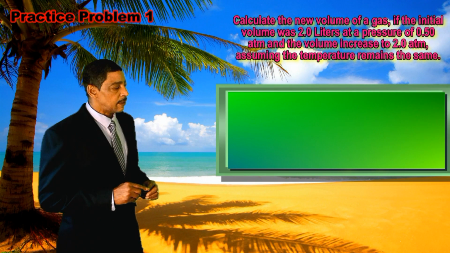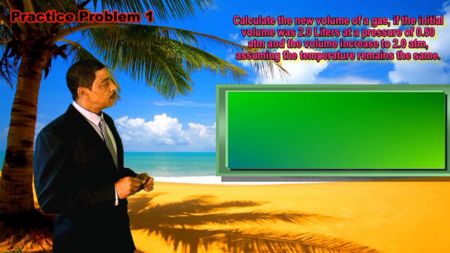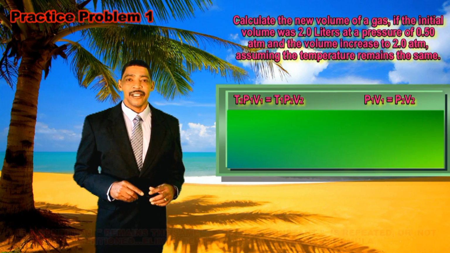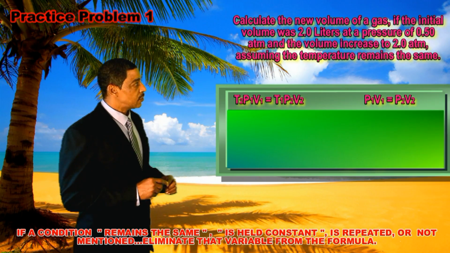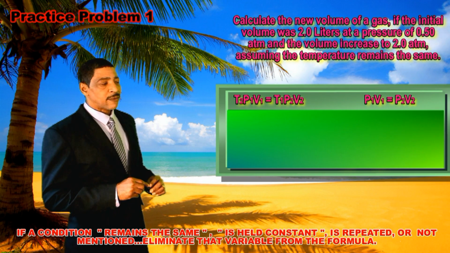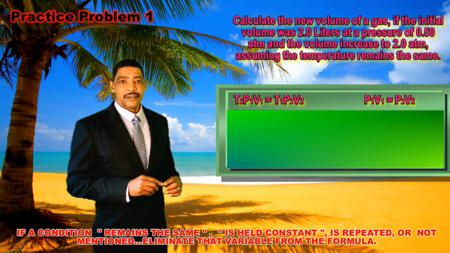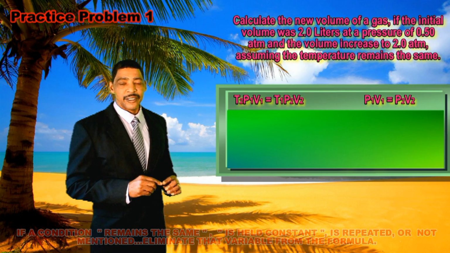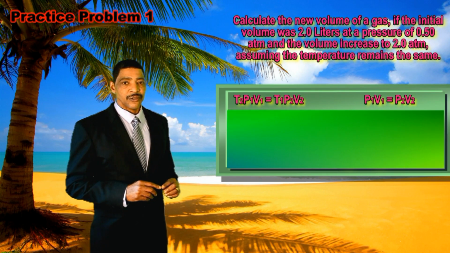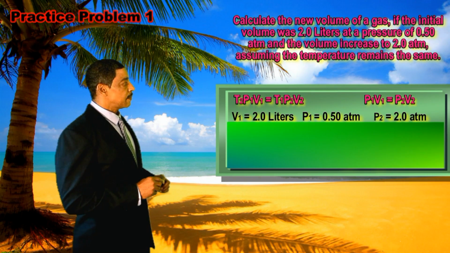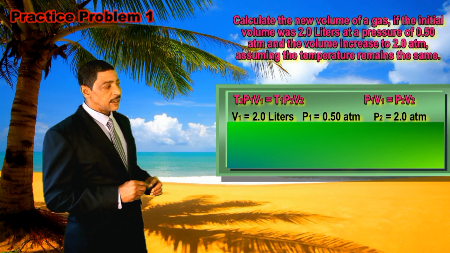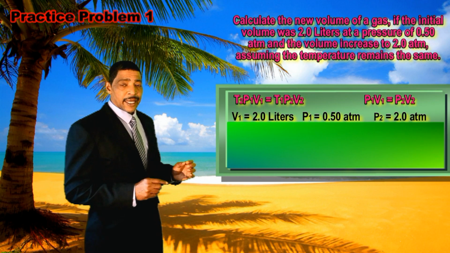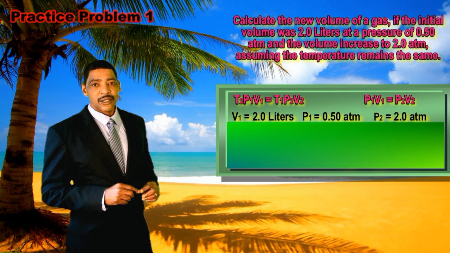From the modified version of the combined gas law, where T2 P1 V1 is equal to T1 P2 V2, we may eliminate the T's. Clearly in the information, the temperature remains unchanged. Therefore, the combined gas law is simplified as follows, where P1 V1 is equal to P2 V2. This represents Boyle's law. From the information, V1 is equal to 2.0 liters, and P1 is equal to 0.50 atmospheres, and P2 is equal to 2.0 atmospheres.